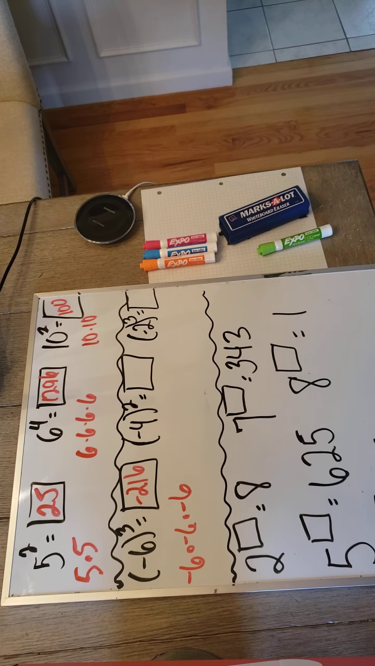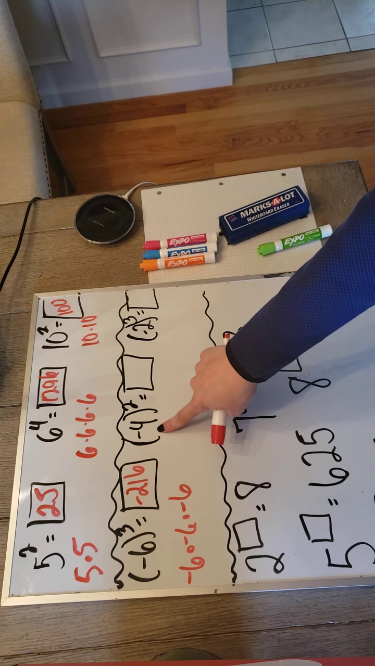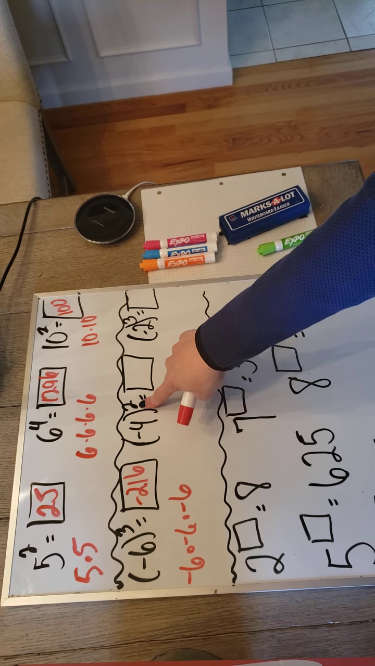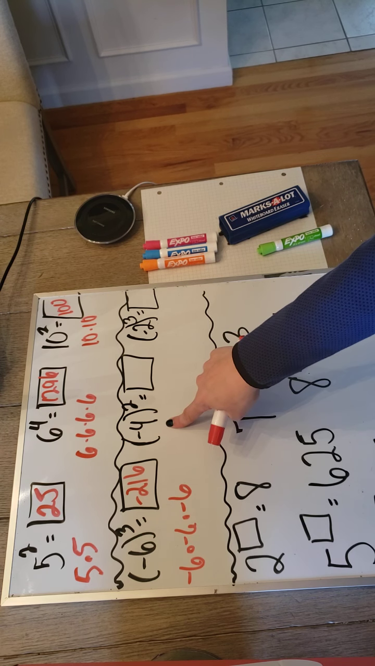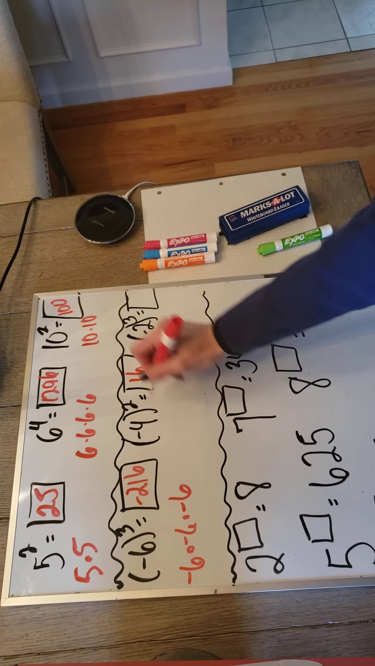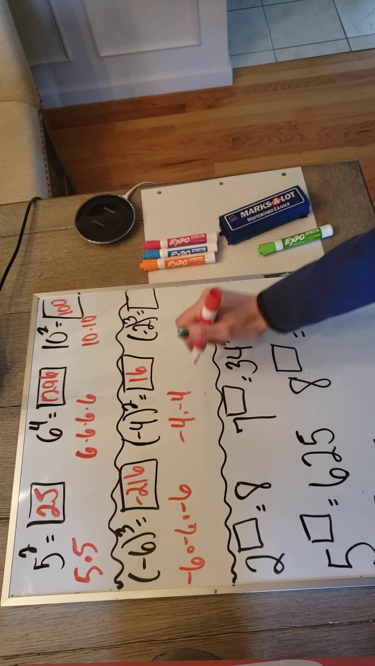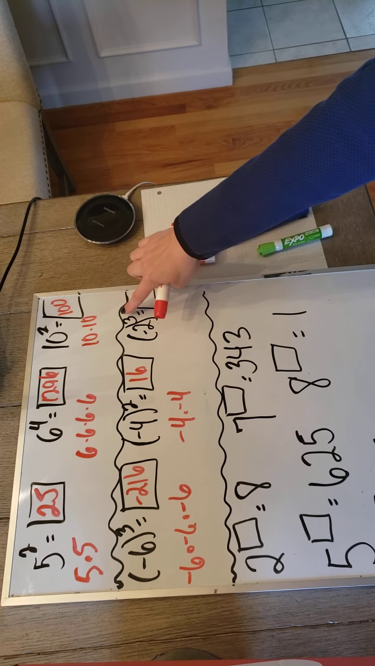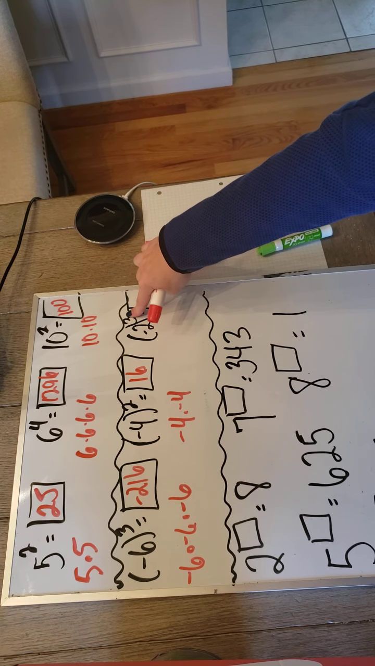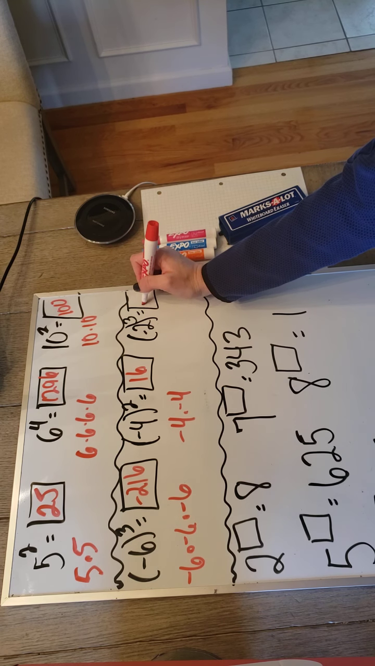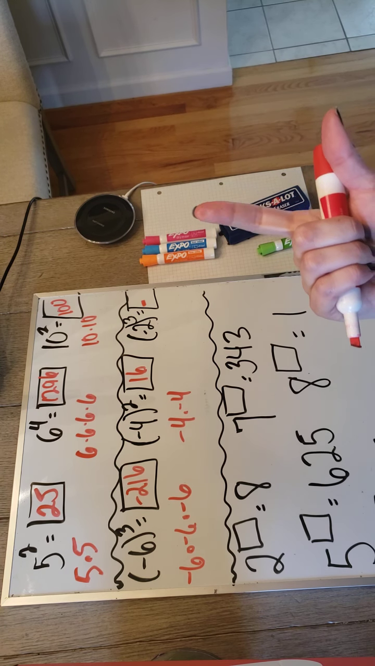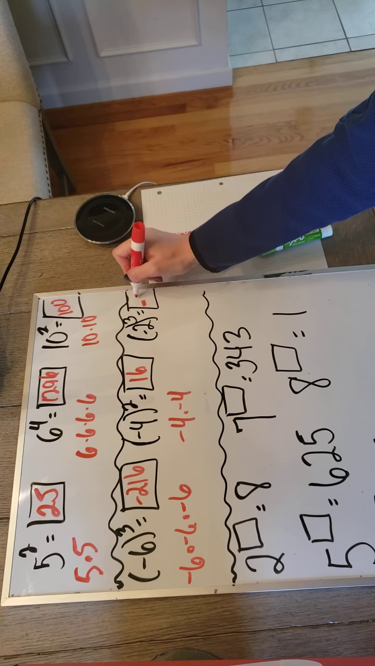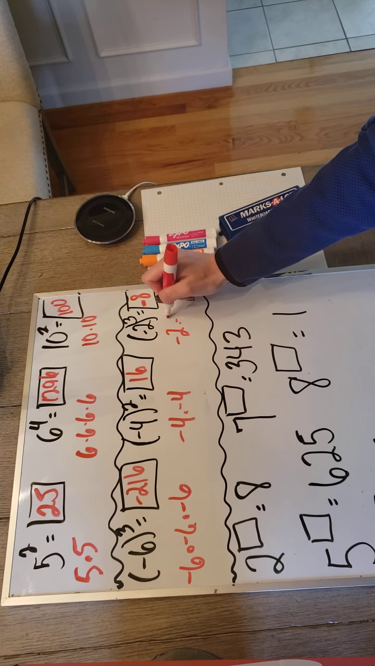These we're going to do in our head because it's easier. I have a negative number squared, an even exponent, so I know my answer is going to be positive. Negative 4 times negative 4 is 16. And negative 2 to the 3rd power, that is an odd exponent, so my answer is going to be negative. It is not going to be 6. 2 times 2 is 4, times 2 is 8. So my answer is negative 8.